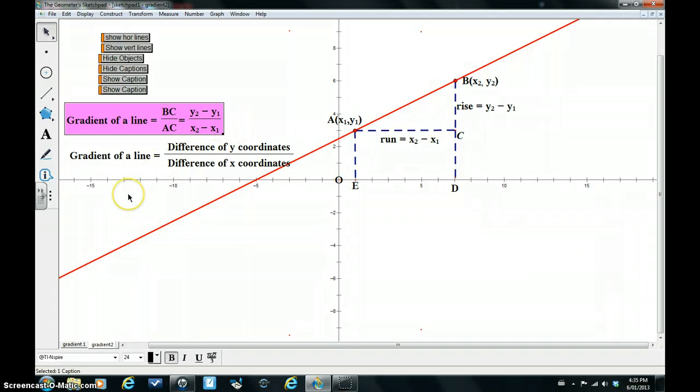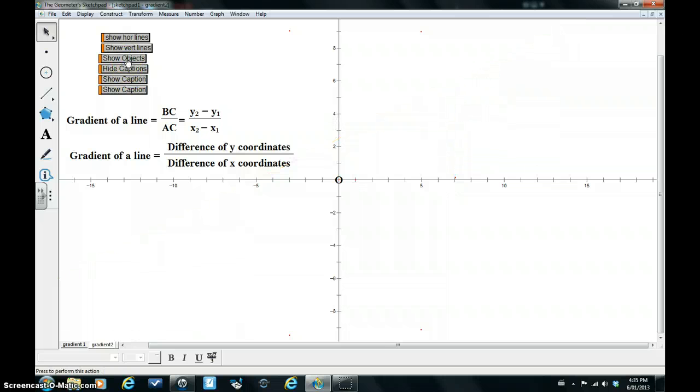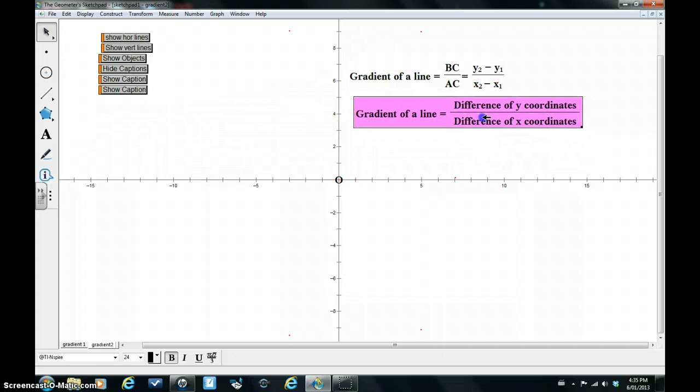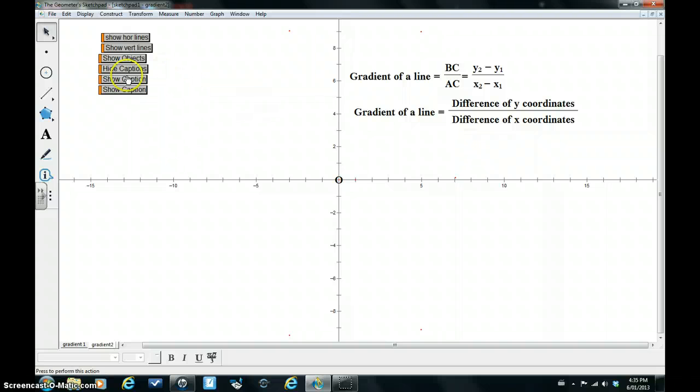Another way of remembering this formula is in word form. The gradient of a line is the difference of the y coordinates divided by the difference of the x coordinates. It's very important that you put the y coordinates on top and the x on the bottom. So let's hide this and have a look at a couple of examples on using this result.